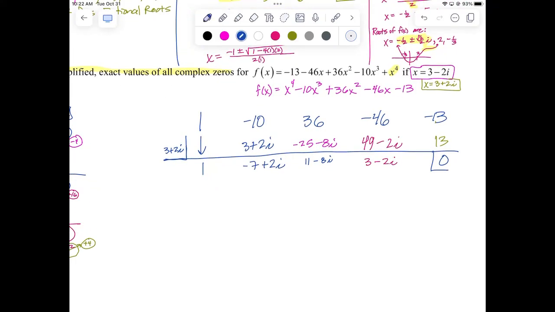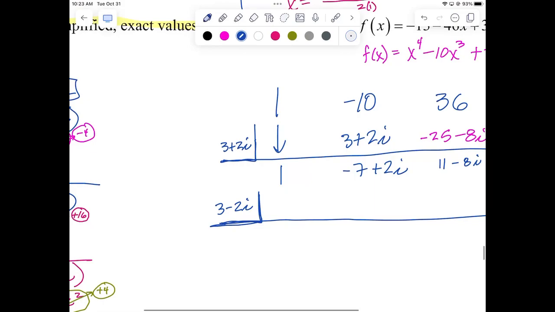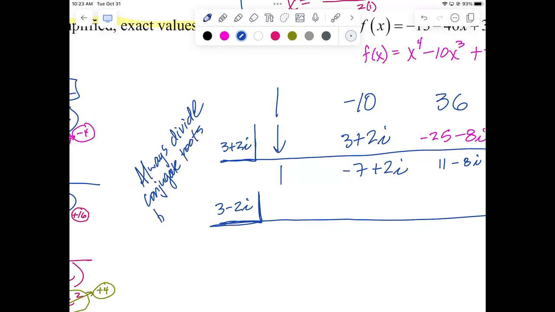Okay, now, what should I synthetically divide next? If I knew another root, should I use it or should I do the conjugate next? The conjugate. So I mentioned this when we had radical conjugates. Always divide your conjugate roots back to back.